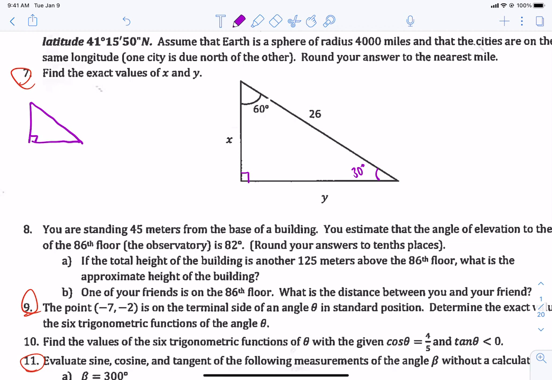So let's say we have a 30, 60, 90 triangle, and we know the side across from the 30 is x. Then the one across from the 90, the hypotenuse, is 2x. The one across from the 60 is square root of 3 x. Okay? And so that's a little rule you can use.